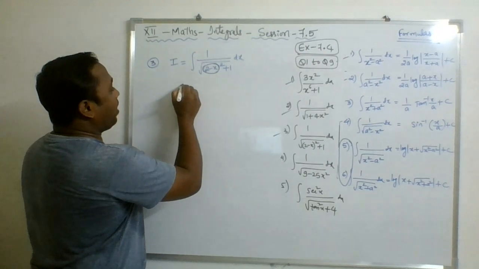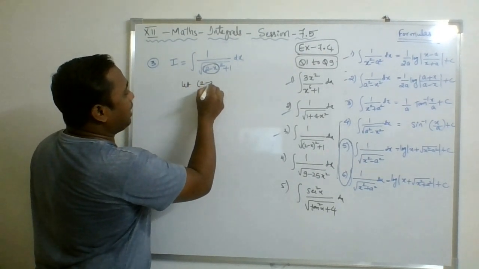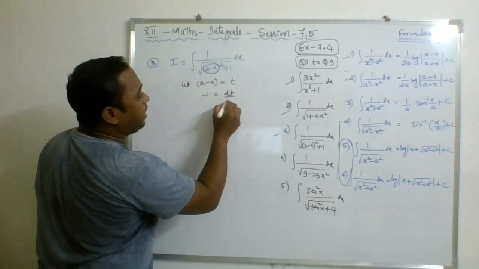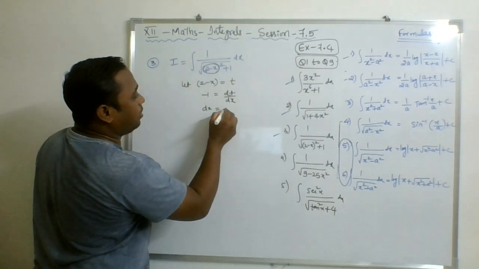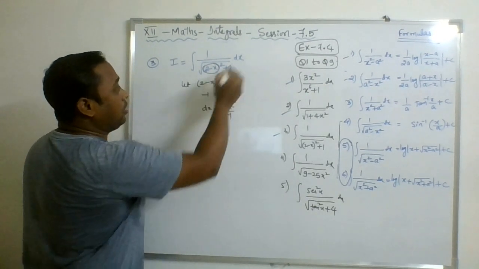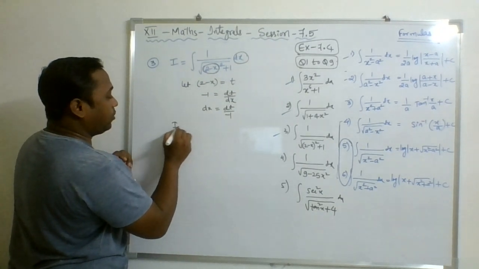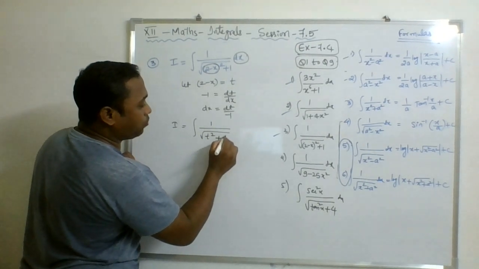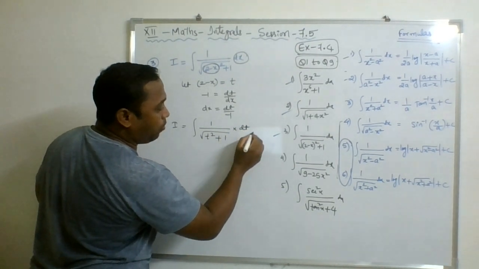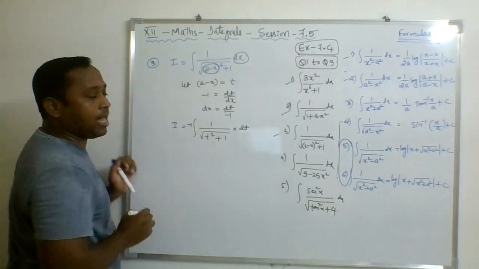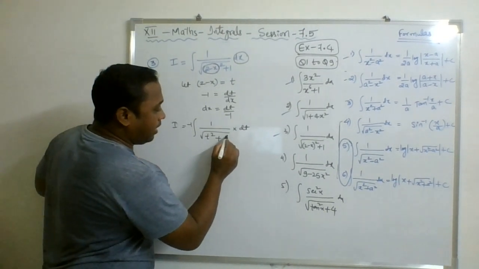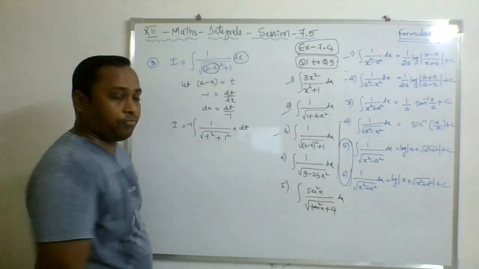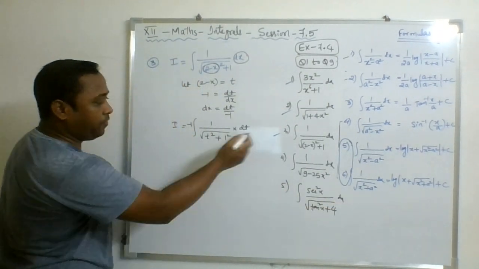Fine. So here, let 2 minus x is equal to t. The derivative of this is minus 1, equal to dt by dx. So dx is equal to dt upon minus 1. So dx is also going to change. So I is equal to 1 upon under root of t square plus 1, into dt upon minus 1. So I can write minus 1 as a common factor. 1 can be written as 1 square. Then again it is converted into formula number 6. So just apply the formula number 6 to finish it off.